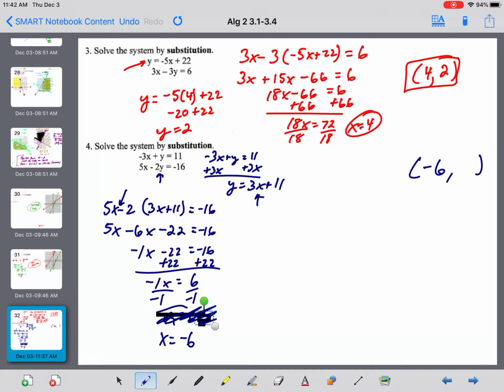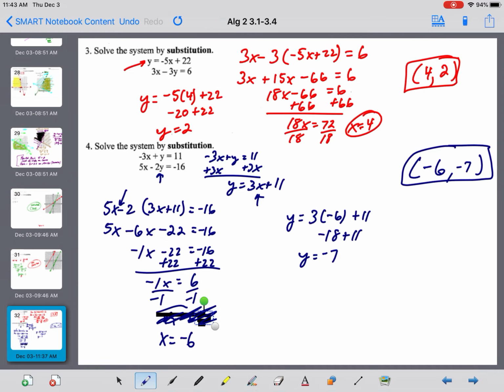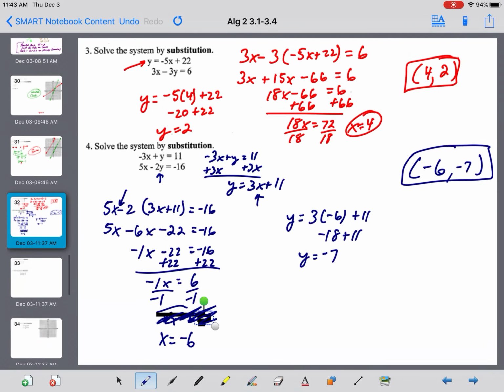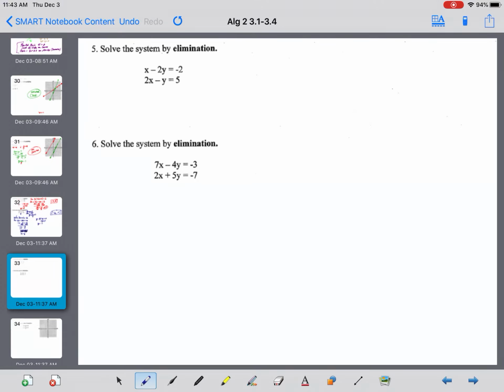Now I'm going to take that negative 6 and sub it in right here to get my y value. So y is equal to 3 times negative 6 plus 11. So that'd be negative 18 plus 11. Y would equal negative 7. That's where these two intersect. So we're just finding where the two equations are sharing a point.